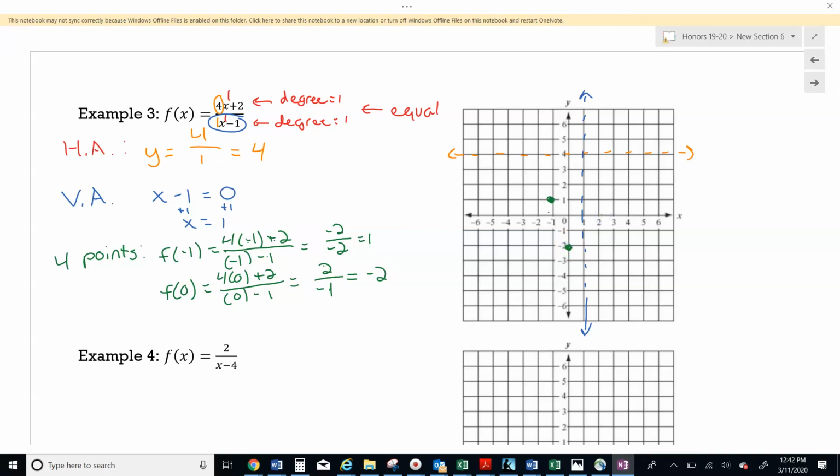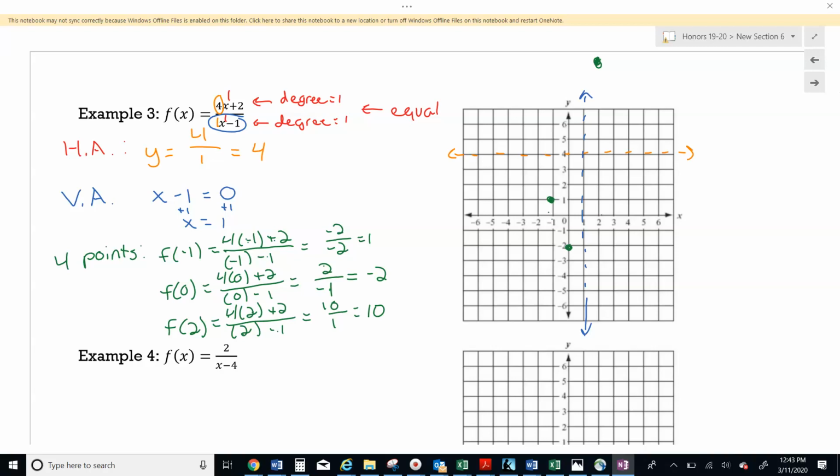On the other side, let's do 2. Four times 2 is 8, plus 2 is 10. 2 minus 1 is 1, which equals 10. So at 2, it's all the way up here at this 10, or somewhere up there. It's off my graph. That's okay. I know it's going to be shooting straight up at 2.